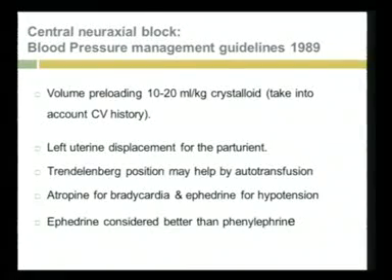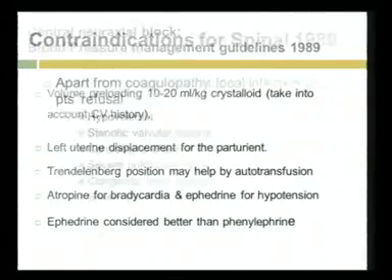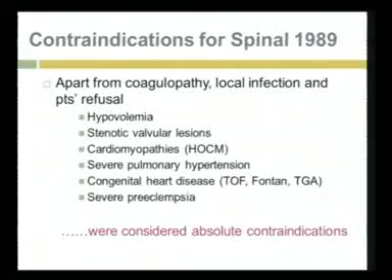The recommendations from this article were prehydration as the first line of treatment, left uterine displacement for pregnant ladies, Trendelenburg position, then atropine for bradycardia and ephedrine for hypotension, and ephedrine was considered better than phenylephrine. Also, this article cited absolute contraindications apart from patient refusal and coagulopathy: hypovolemia, stenotic valvular lesions, cardiomyopathy, severe pulmonary hypertension, congenital heart disease such as TOF, Fontan and TGAs, and severe preeclampsia were considered absolute contraindications for spinal anesthesia.